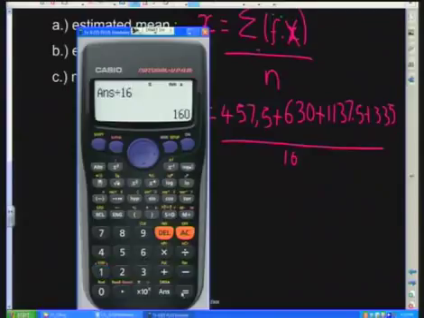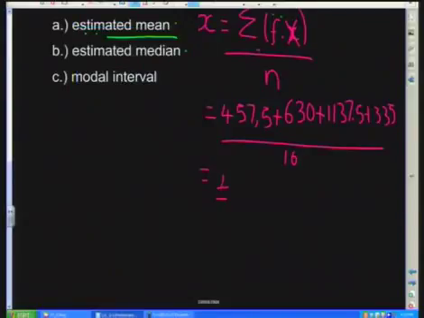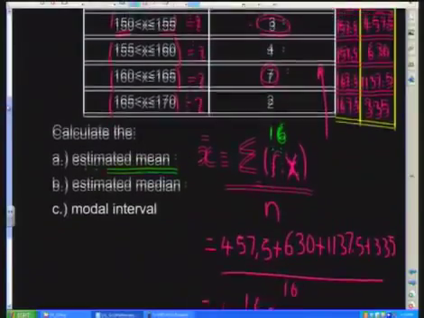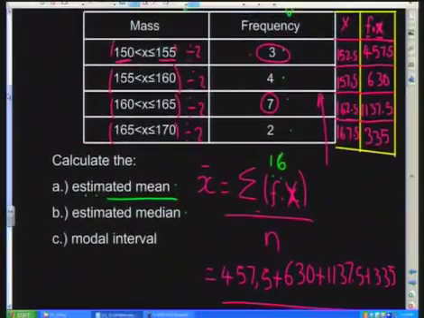So 160, see, we've already got an equal sign. 160 is the average weight of all of these bodybuilders. Okay, so the weight started at 150 and went all the way to 170, but your average weight is 160 kilograms. The next thing we need to work out is the estimated median. Now remember, the median is the middlemost value.